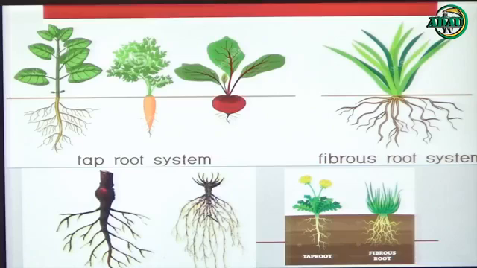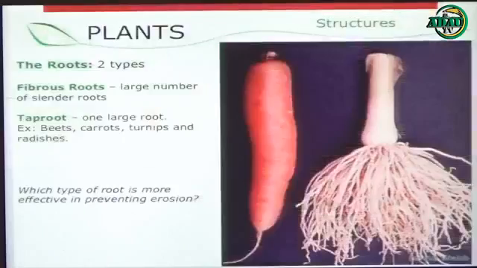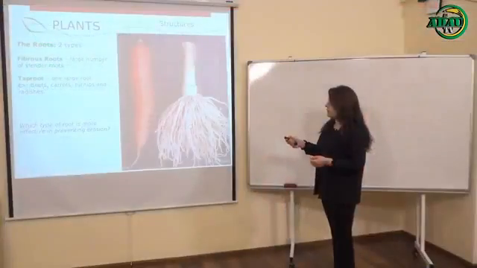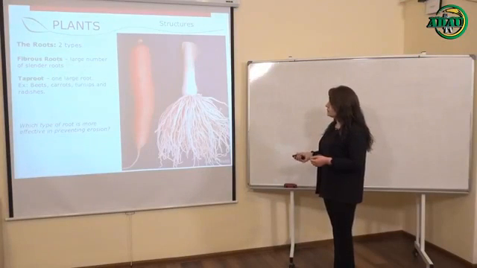This is a taproot system with a well-formed main root and with lateral roots. This is a fibrous root system with adventitious roots and with their lateral branches. And here you can see also the representative of the main root. This is the main root, taproot. This is the fibrous root system.